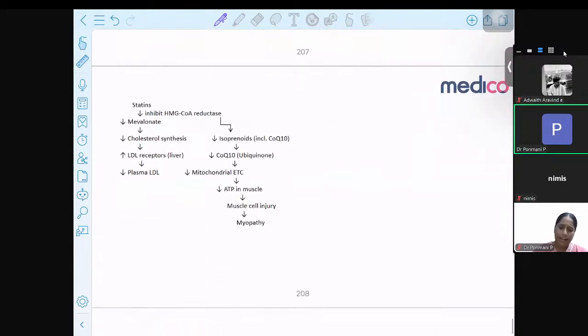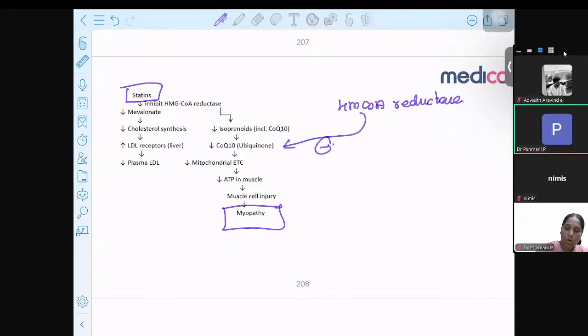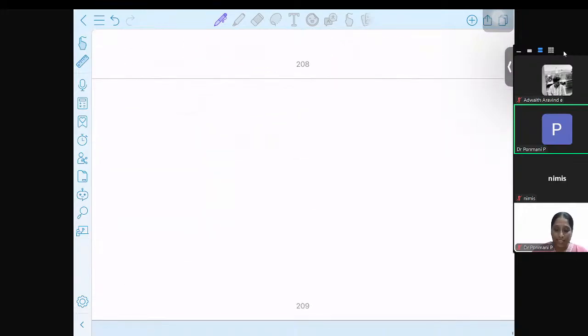Okay, and as I said, statins cause myopathy, and the reason for myopathy is that the HMG-CoA reductase enzyme not only inhibits the cholesterol synthesis, it also inhibits the CoQ10 synthesis, which is needed for the ATP mitochondrial electron transport chain, and hence the ATP synthesis will be affected, and decreased ATP in the muscle is going to cause myopathy. So this is the reason.